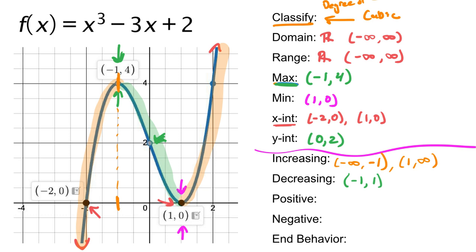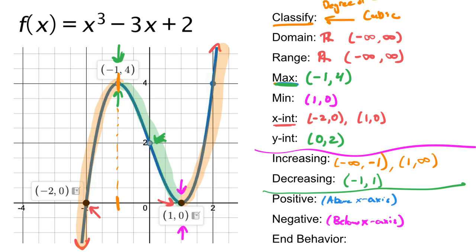Okay, now let's talk about this other part. Where is my graph positive versus where is it negative? When I'm talking about this, positive is when it is above the x-axis. So that's where all my positive y values are. And where is it negative? Where is it below the x-axis? And again, we're going to use x values to determine that.